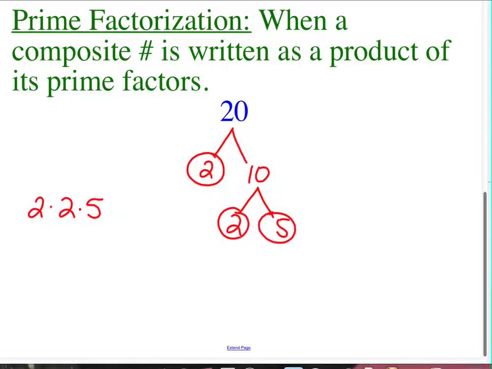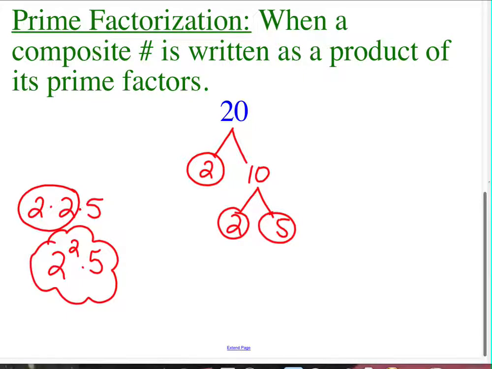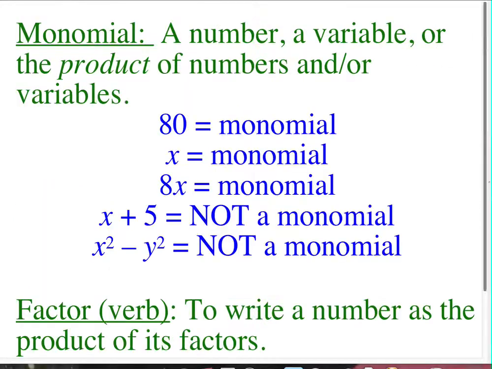So we see that we have 2 times 2 times 5. Well, a better way to write this, since there are 2 2's, is 2 to the second power times 5. That is truly the best way. Hey, where's my eraser when I need it? There you go. And this would actually be your final answer: 2 to the second power times 5. Let's try some. Oh, nope, I forgot. We have to talk about what a monomial is. We're going to see these a little bit more near the end of the lesson.